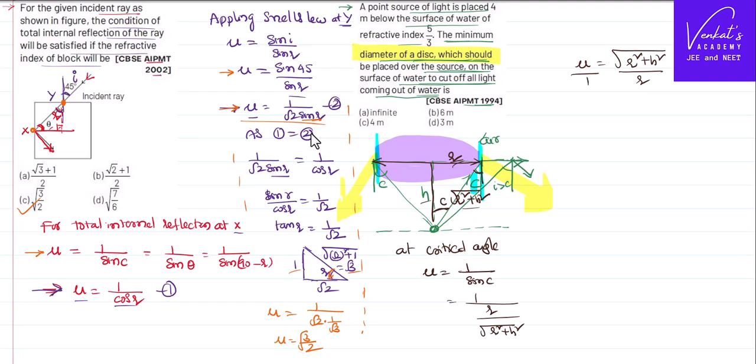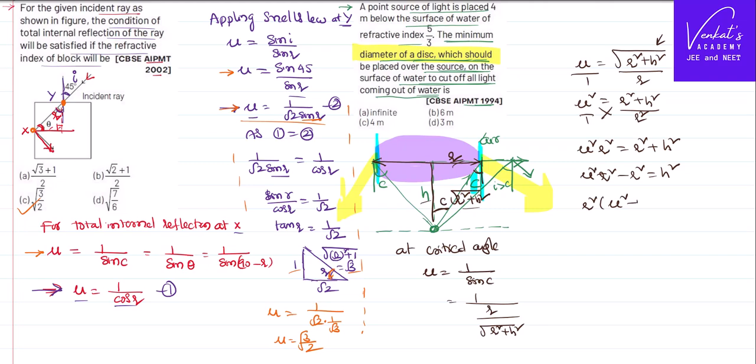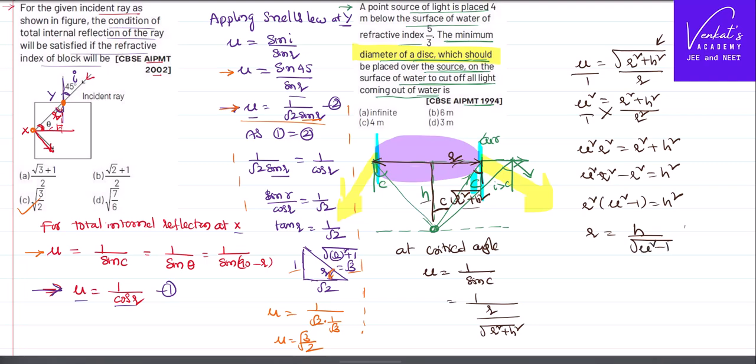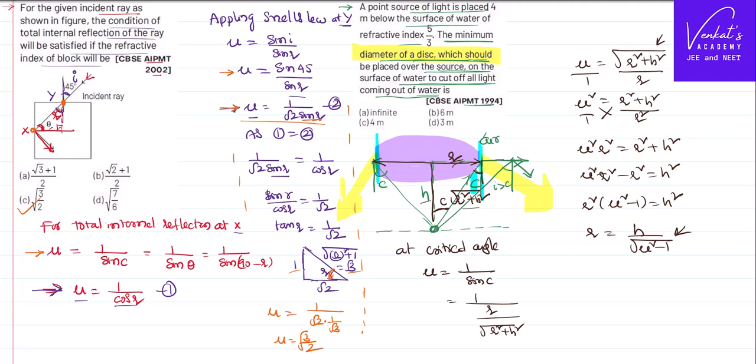Now you want to calculate that radius, right? So you cross multiply, or square that. Mu square equals r square plus h square by r square. Cross multiplying, mu square r square equals r square plus h square. So mu square r square minus r square equals h square, r square of (mu square minus 1) equals h square. r equals h by square root of mu square minus 1. That's the radius of the disc that we need to keep.